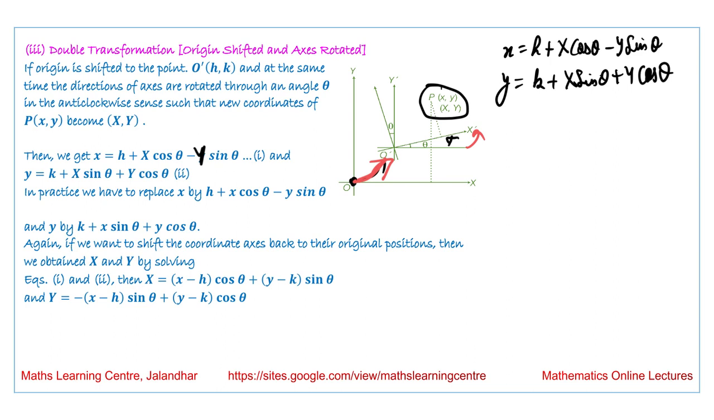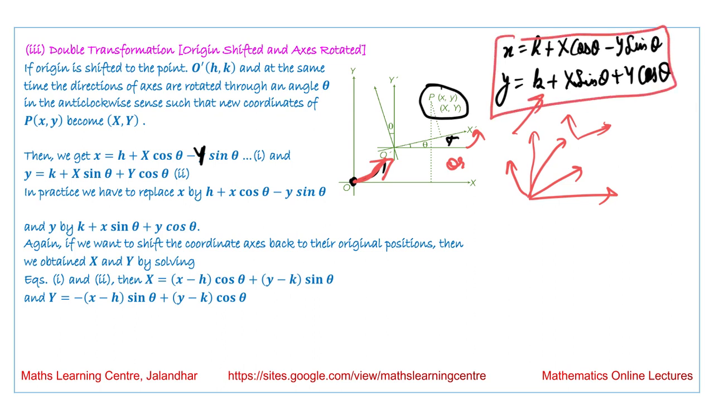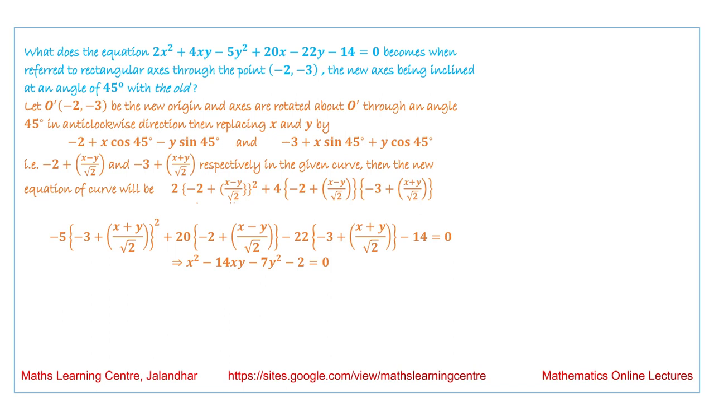So, you can consider this case as first the origin is being shifted and then the rotation is taking place, or you can consider this case as first the rotation has taken place and then we have shifted the origin. In both the cases, you will obtain the transformations in this form. We have combined both the previous transformations and we will obtain the answer in this form. So, based upon this, we have the problem over here.